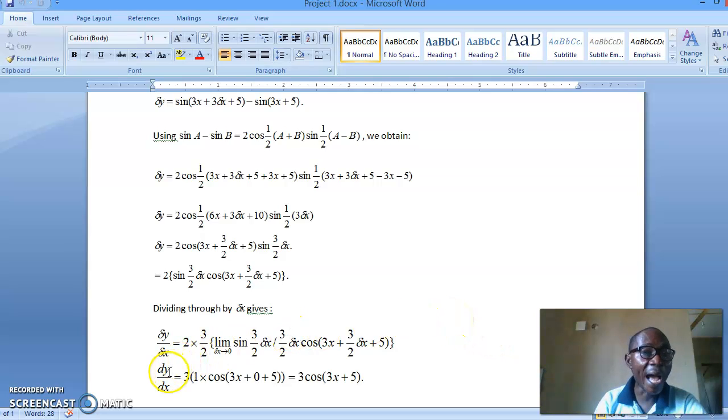Now, because we have taken our limit, eventually delta y over delta x becomes dy/dx. So this becomes 3. Then the limit as delta x tends to 0 of sin(3/2 delta x) over (3/2 delta x) will be 1, because the limit as delta x tends to 0 of sin x over x is equal to 1. So multiply by cos(3x + ...), since our delta x equals 0, we have 3/2 times 0, that's 0, plus 5. So which is going to be 3 multiplied by everything here, which is 3 cos(3x + 5).